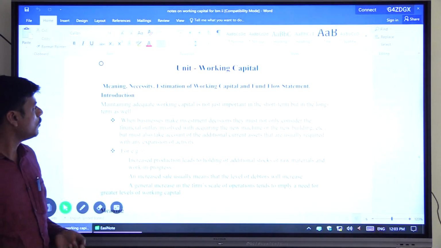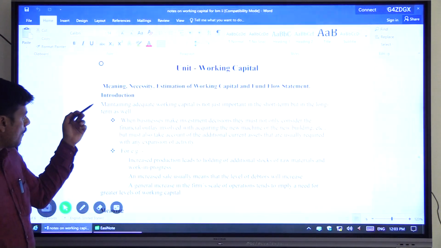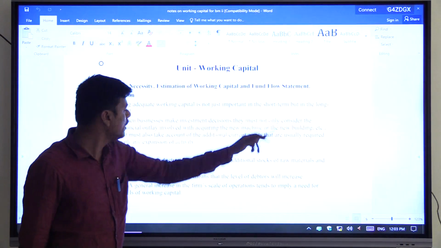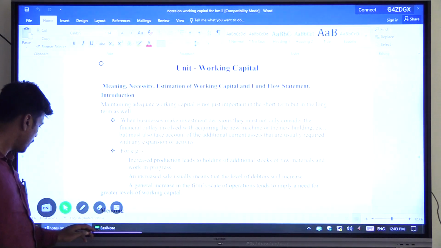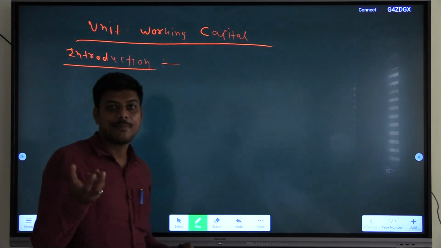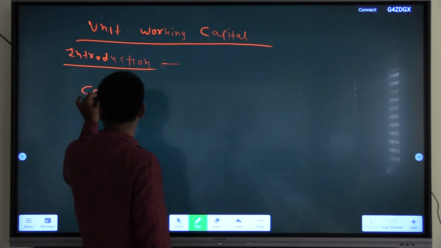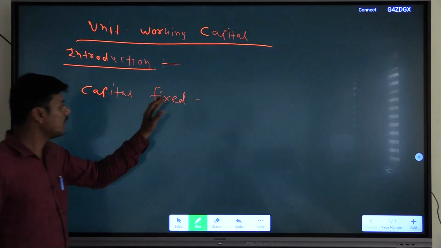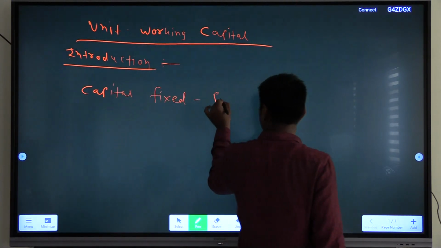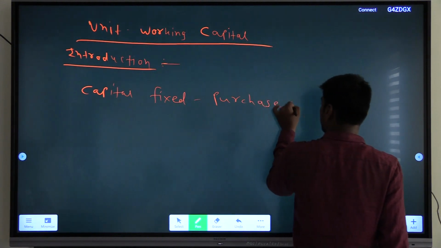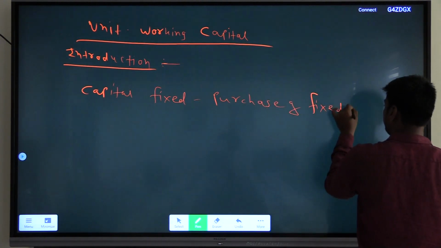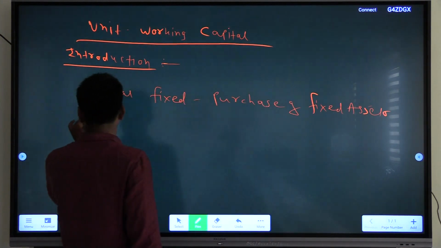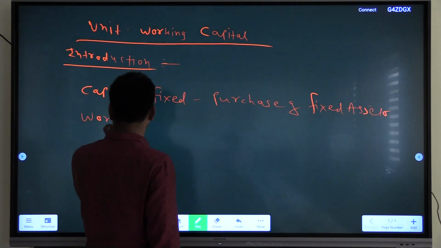First of all, what is meant by working capital? Whenever you take the example, there are two types of capital. First one is fixed capital. Such capital is required for the purchase of fixed assets. And the second one is working capital.